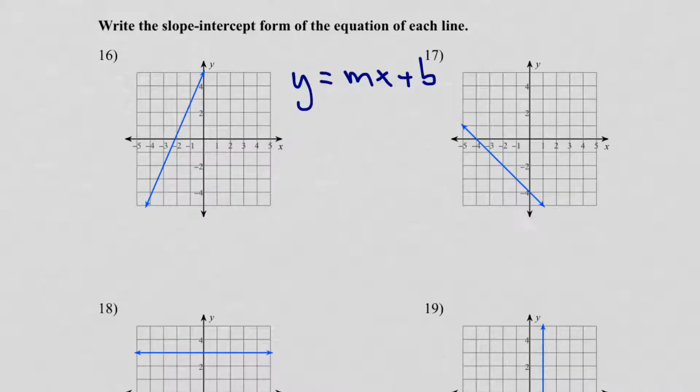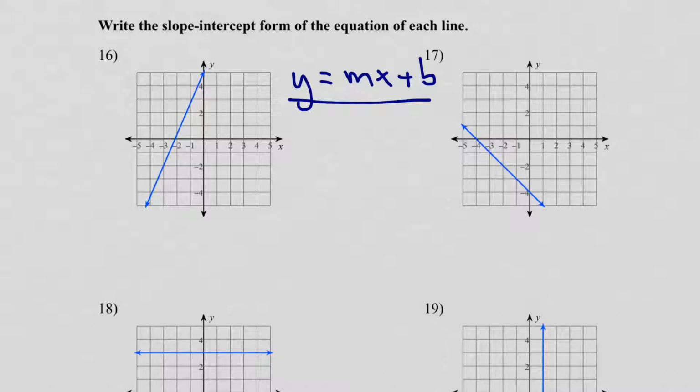Next, we're asked to write the slope-intercept form of the equation of a line. So that means the y equals mx plus b format that we're familiar with now. There are several ways that we can do this as well. I'll go through one possible example.